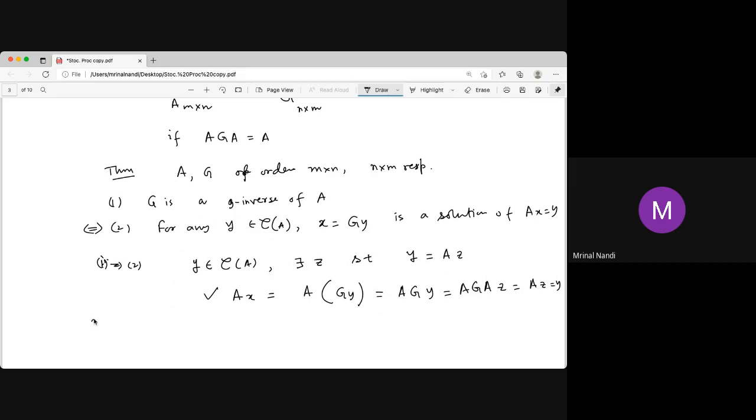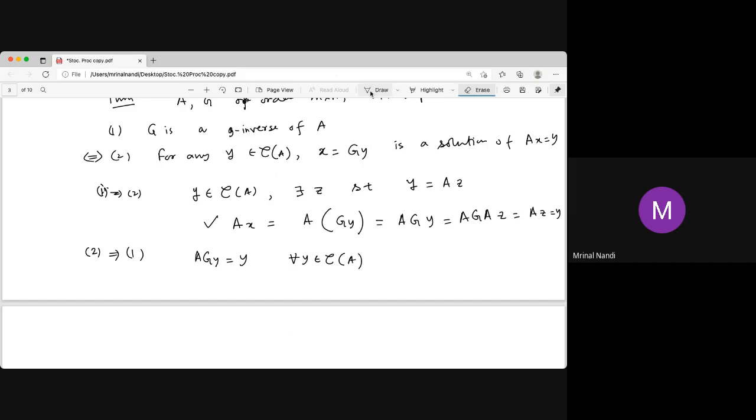On the other hand, we have to prove two implies one. So assume that there is a solution like that, and we have to show that AGA equal to A. Since GY is the solution of this, AGY is equal to Y, for all Y in the column space of A. Since AGY is Y, and Y is in the column space of A, we have AGAZ equal to AZ for all Z.